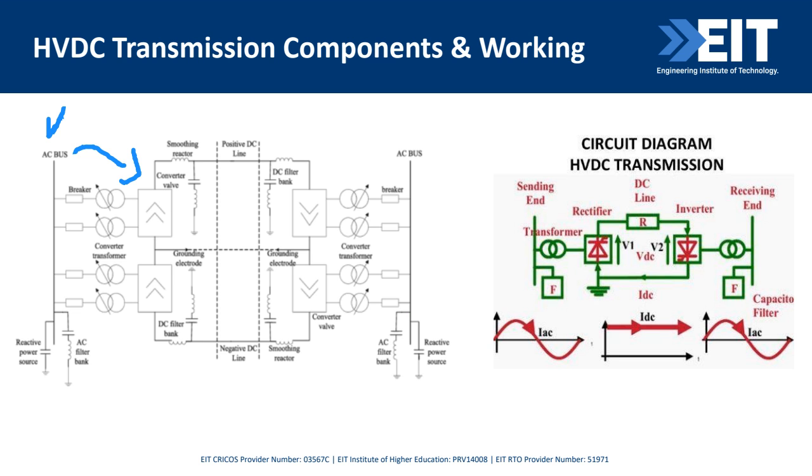Then at the receiving end, we need another converter station to convert it back to AC, and then a transformer to step down the voltage and send it to the distribution lines or AC bus to the facility. So that's the typical line diagram of a high voltage DC transmission. Basically, we convert AC to DC and then back to AC at the application side.